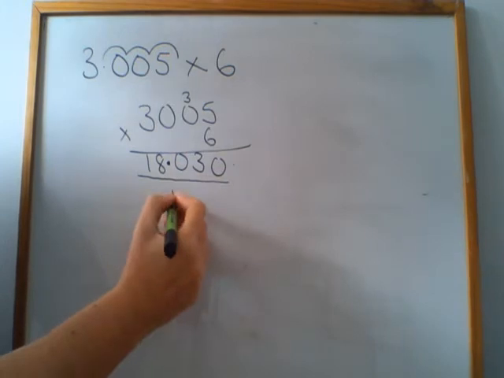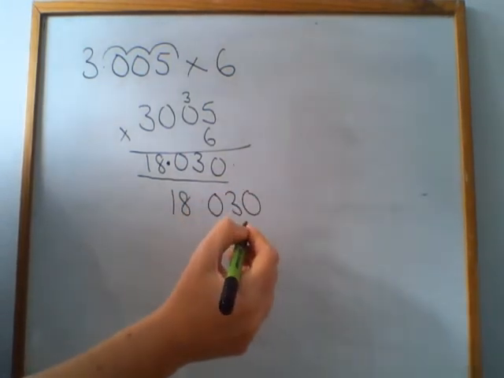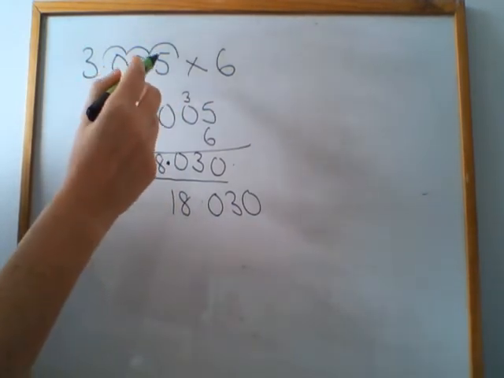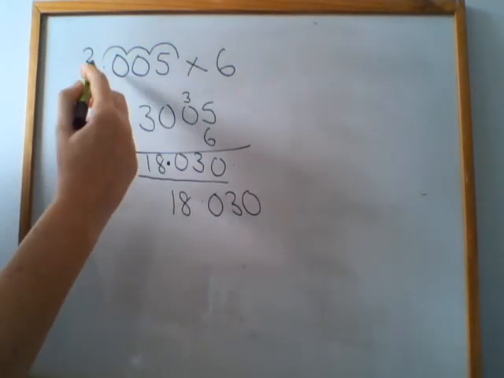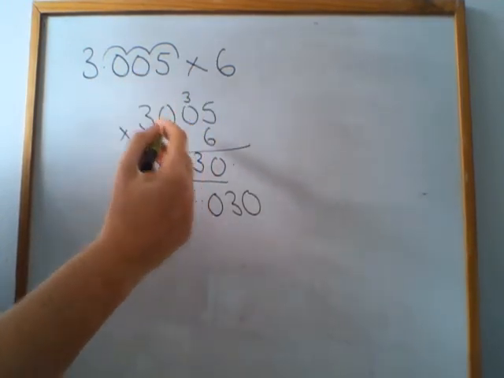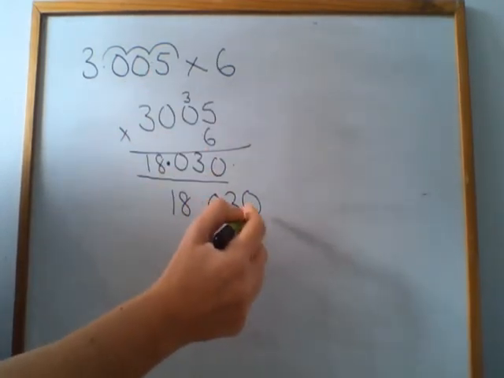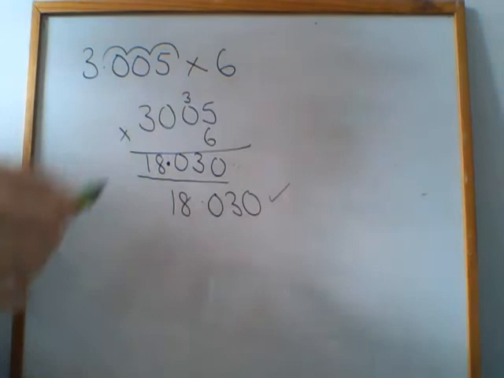So our answer is 18.030. Okay, and again, like I said with the last one we did, does that make sense? 3 times 6 is 18. It's 3 and a bit times 6. So we know 3 times 6 is 18. And look, 6 times 5 is 30. So you know that you're right.